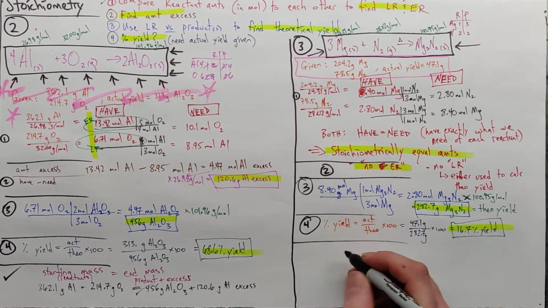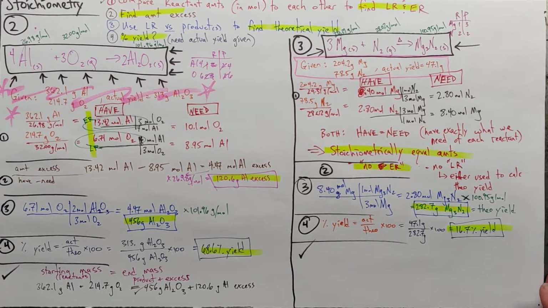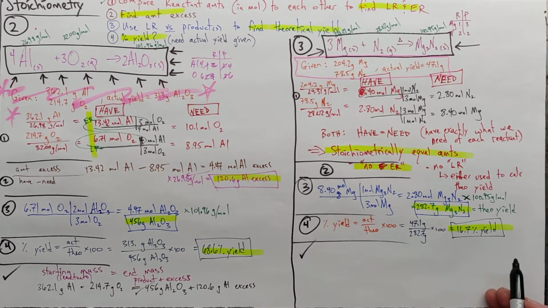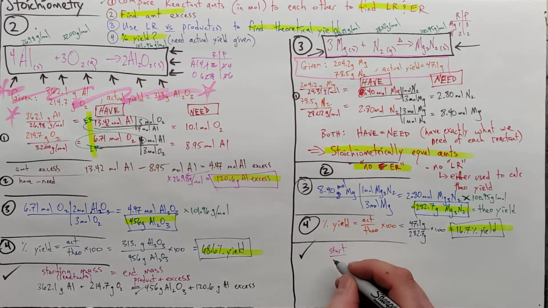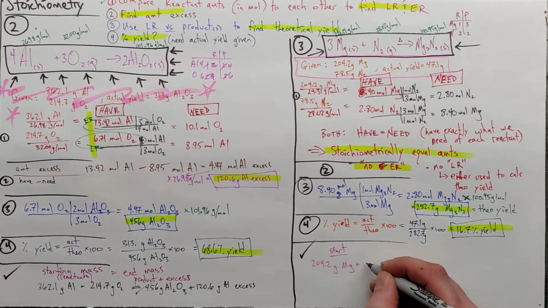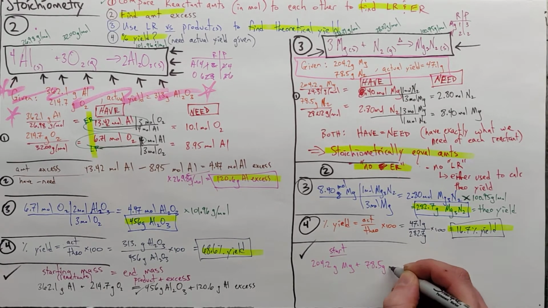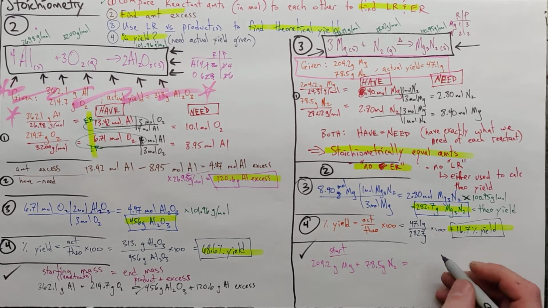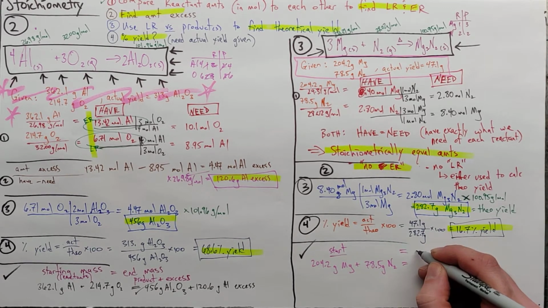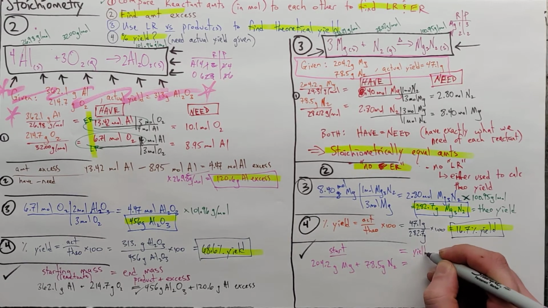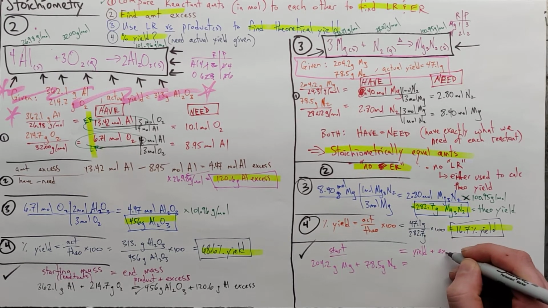Now, this last step, and again, I think this is fairly critical, or at least fairly useful, is doing a quick check that what you started with is what you end up with, right? So in the beginning, we started with 204.2 grams of magnesium and 78.5 grams of nitrogen. And in the end, that should equal our theoretical yield plus our excess.